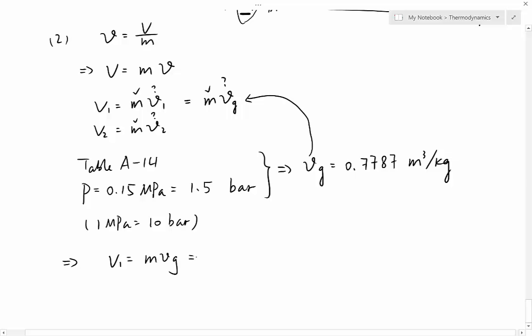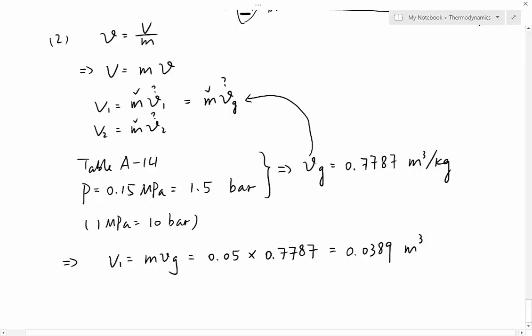Mass of the ammonia is given, 0.05 kilogram times nu G. Nu G is 0.7787. Cubic meter, kilogram, everything is in SI unit. Solution: 0.0389. Your solution must also have an SI unit. The SI unit for volume is cubic meter. Okay, so we're done with V1.